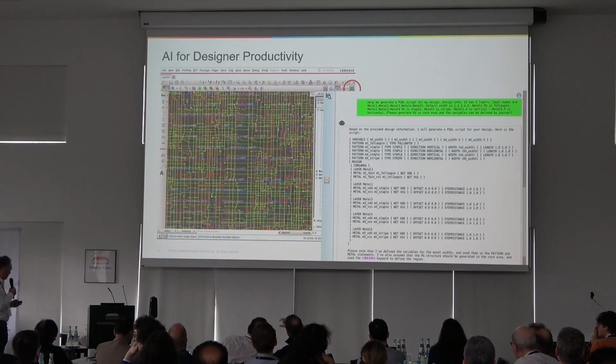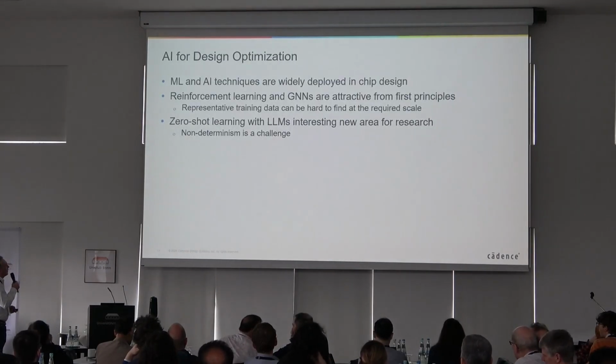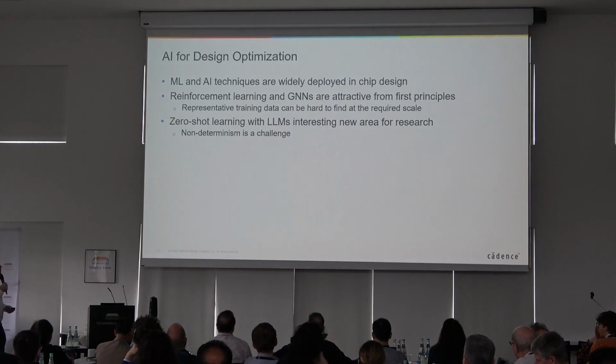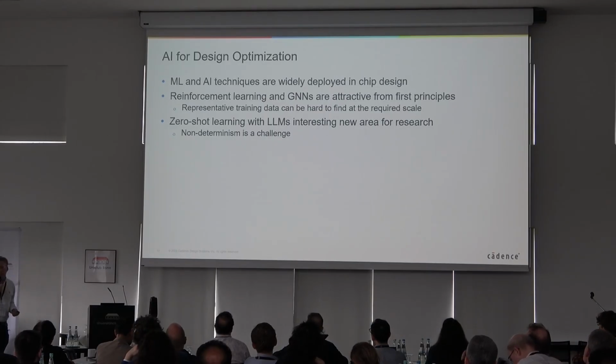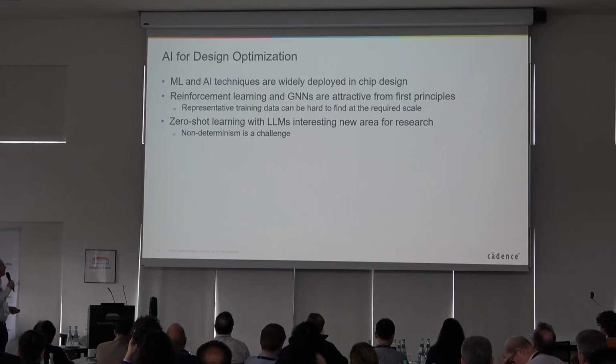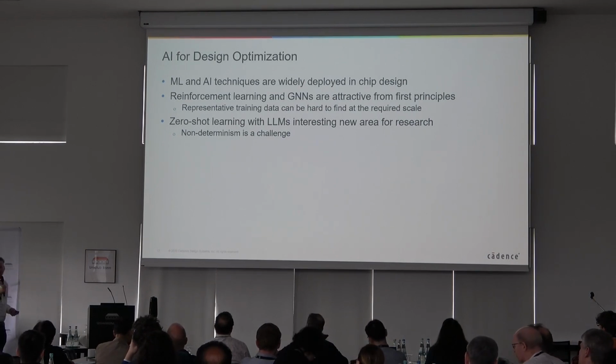So design optimization. We're using ML techniques fairly widely in chip design already. So reinforcement learning, graph neural networks, etc. They're attractive from first principles. I think, like academia, we also have trouble with having enough training data to make these techniques work at the appropriate scale. And so it's really attractive to have these zero-shot approaches where you don't need huge training data sets.